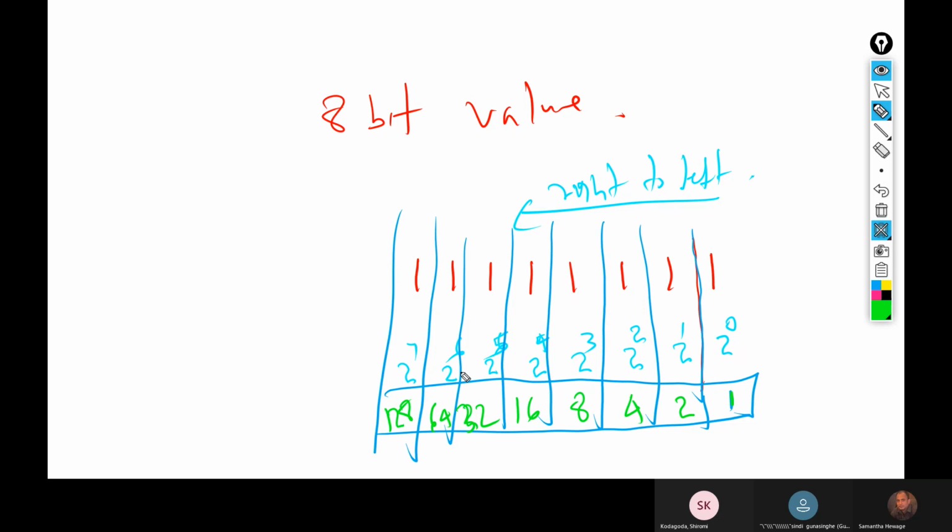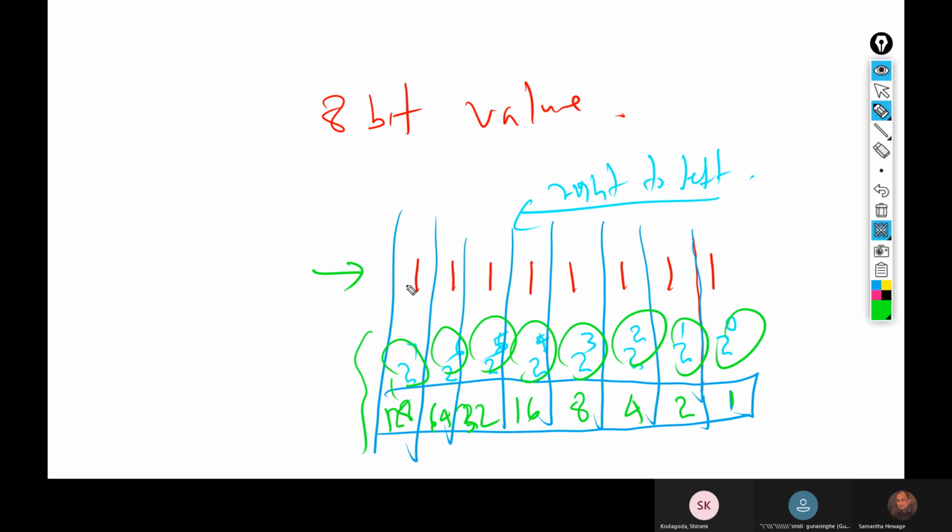So you should remember these values, the power and the respective value of that particular power. Without knowing these things, you can't do the calculations. You should know 2 to the power 0 is 1, 2 to the power 1 is 2, 2 to the power 2 is 4, 2 to the power 3 is 8, 2 to the power 4 is 16, 2 to the power 5 is 32, 2 to the power 6 is 64, 2 to the power 7 is 128. You should learn these by heart; without that, you can't do the calculations.